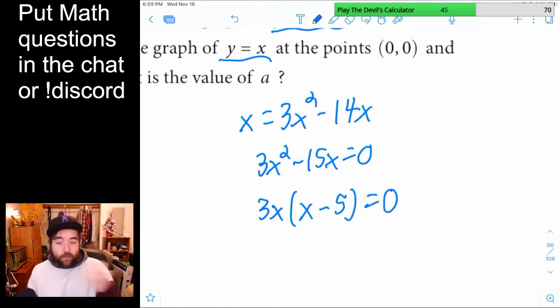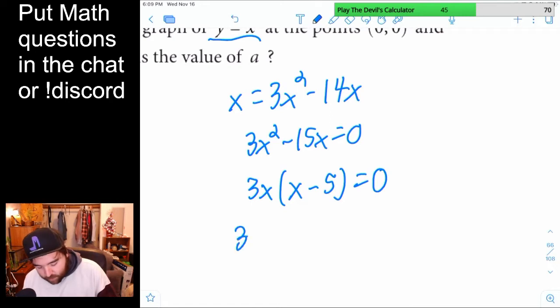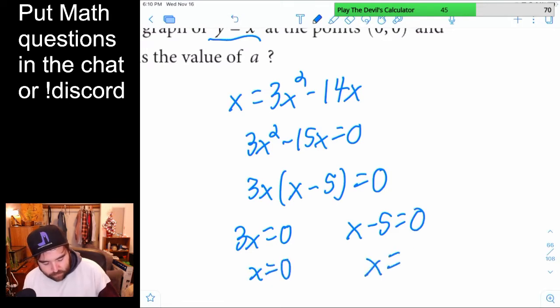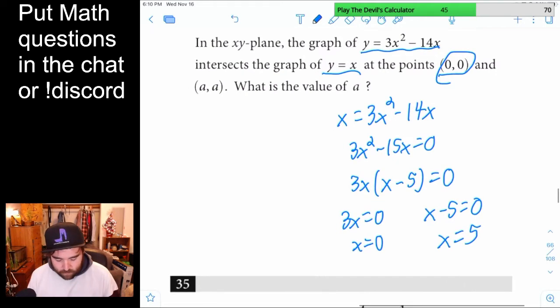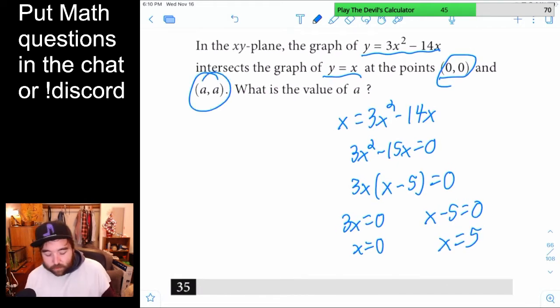And so now you got two things multiplied together to be 0. So either 3x equals 0 or x minus 5 equals 0. And that gets us our two solutions, 0 and 5. And look how we already had the 0 solution. But now we know the other solution is 5. So A is 5.